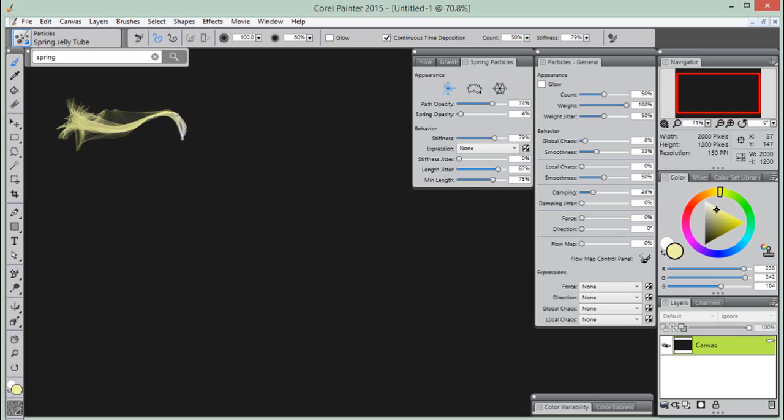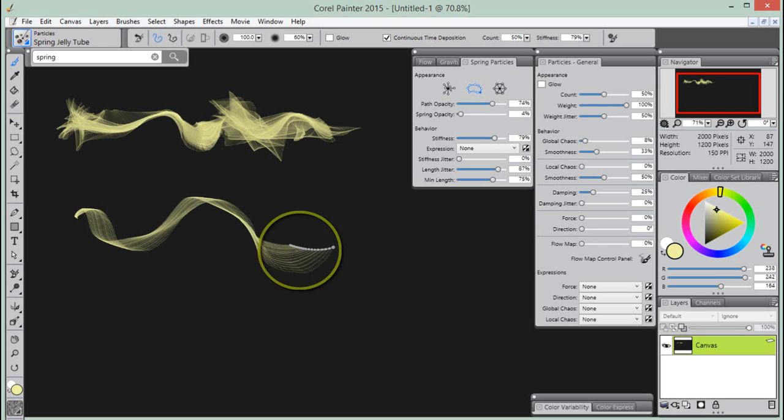Nucleus particles spring outwards from the brush path. A chain of particles whips around the brush path. And geometric particles form a geometric shape around the brush path.